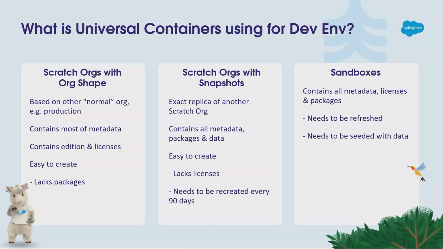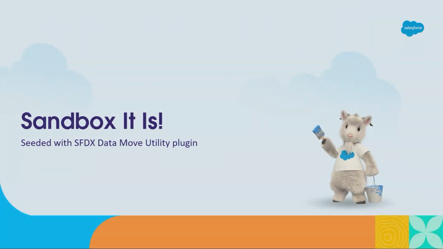The third option they discovered were sandboxes. Sounds perfect at first sight. It contains all the metadata, licenses, and packages that the production org contains. But it needs to be refreshed, and it needs to be seeded with data. So you see, nothing is a perfect solution, but you need to take a look at how your production org looks like, what is your priority, and based on that, Universal Containers made a quick decision.